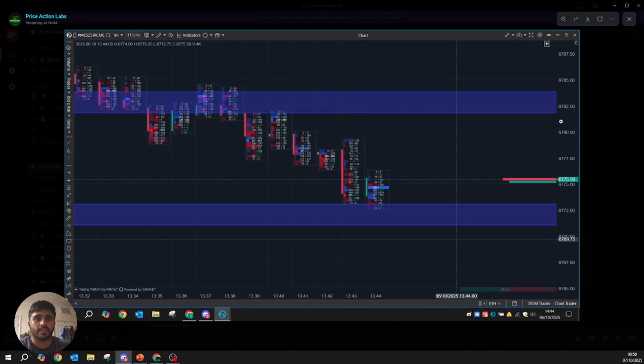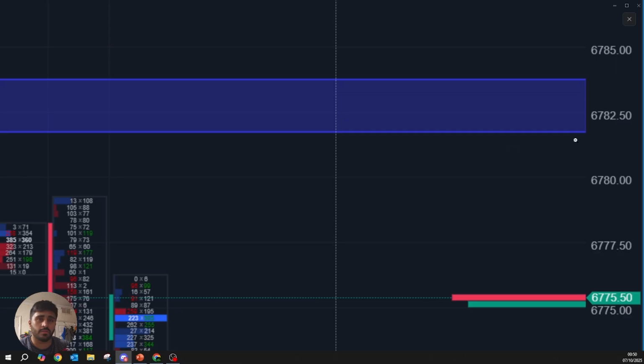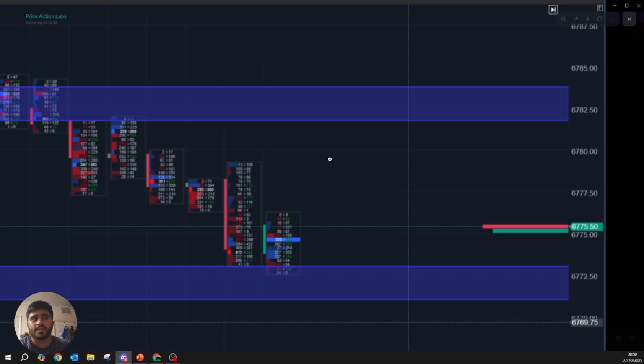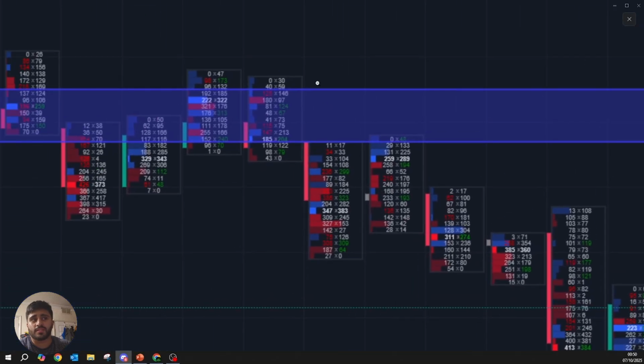So if we just take a look at this, this was roughly 67.80. I'm just going to say 67.82. So roughly 67.82, 83. This was an area of supply. Sellers were in control. It was an area of supply. The aggressive buyers were absorbed. They were trapped. They were not rewarded. They didn't have follow through.